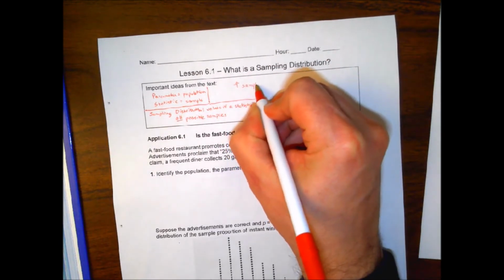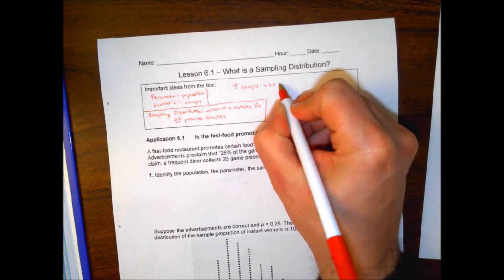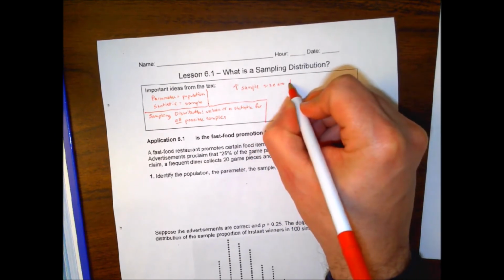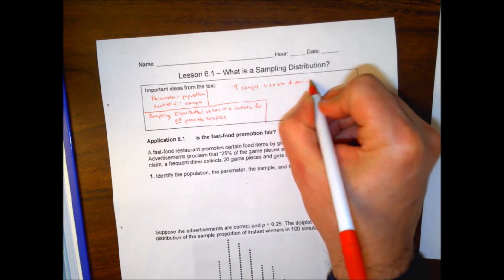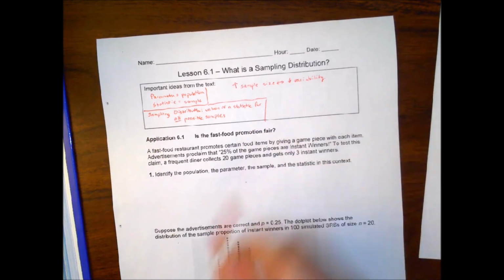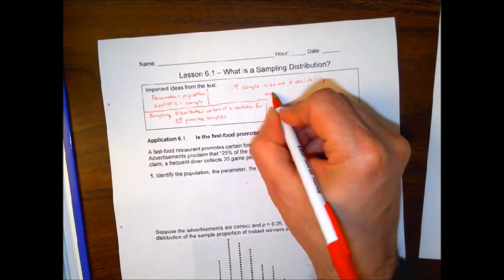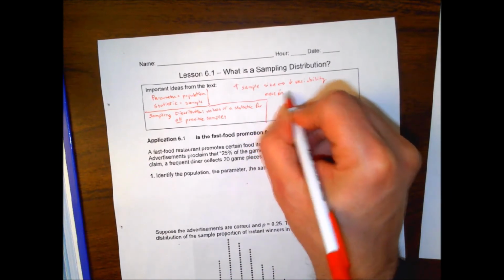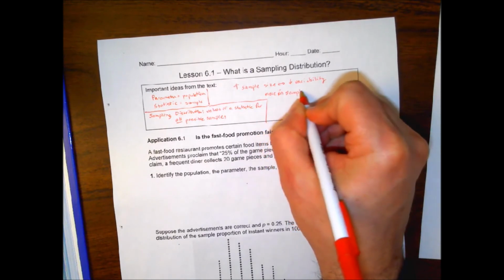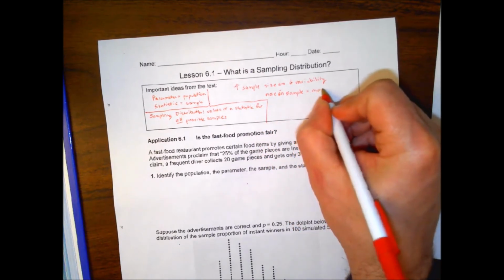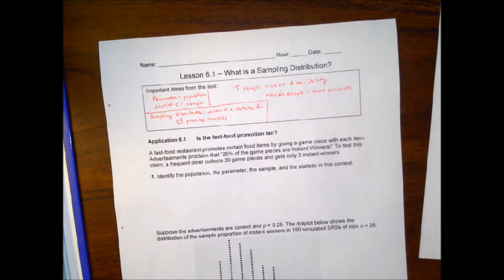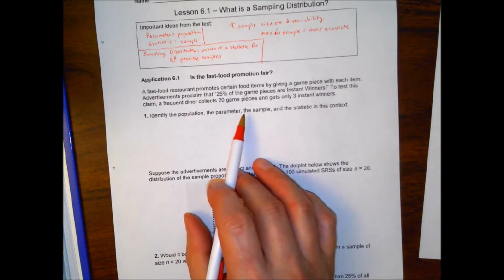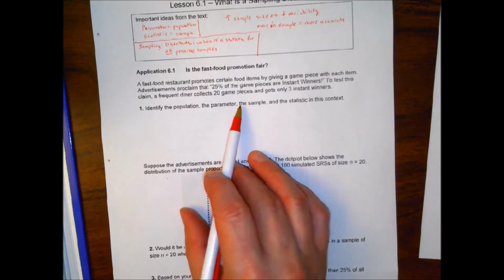So suppose the advertisers are correct and it's 25%. We have a center here around 25%. So we did a sampling distribution. We did a whole bunch of different samples of size 20, and here are 100 different samples. So we collected 20 pieces once, 20 pieces twice, 20 pieces 30 times, and figured out what percent of the time they won.